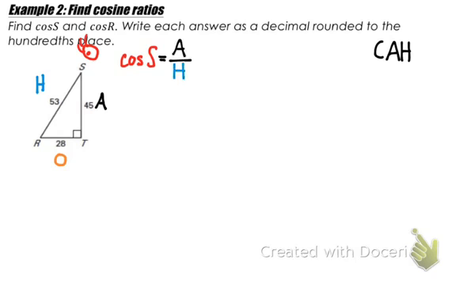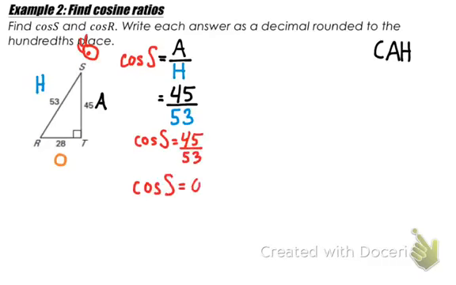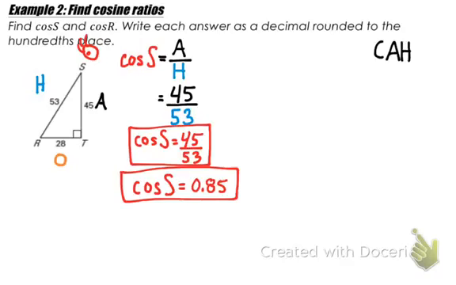So then I know that my relationship is adjacent over hypotenuse. And then I fill in what I know. So the adjacent side is 45 over the hypotenuse, which is 53. And so cosine of S can be 45 over 53, but it wants our answer as a decimal rounded to the hundredths place. So I'm going to take 45 and divide it by 53, and cosine of S would equal 0.85. Now both of those answers are acceptable. If the specific directions are asking to find the decimal answer, then 0.85 is correct. If it doesn't matter, 45 over 53, which is reduced already, is 100% fine as well.